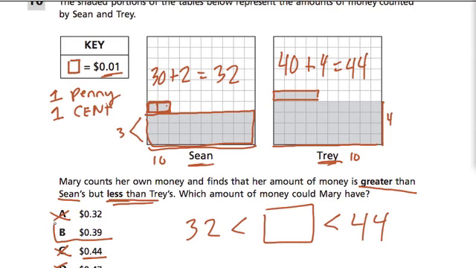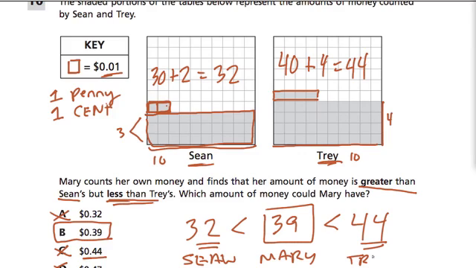And the only answer left is B. And that makes sense, right? 39 cents is more than 32. It's more than what Sean had. This is Mary right here. But it's less than what Trey had. So that works nicely. All right, thanks.